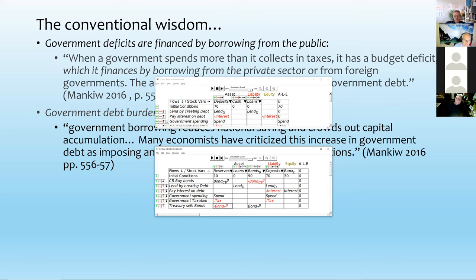This enables the banks to convert that finance from non-interest earning finance to interest earning finance. But that operation, the sale of bonds, occurs totally on the asset side of the banking sector. It does not occur on the liability side. So therefore, that operation is not creating any money.